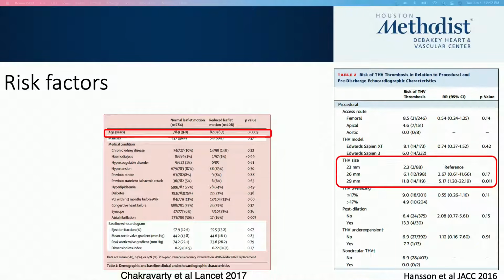Risk factors, the two main risk factors that were published in the studies: one is age. So older age is a risk factor for thrombosis formation, and also the higher the valve size, the larger, the higher risk of getting leaflet thickening and thrombosis, and 29 millimeter is sort of the cutoff.